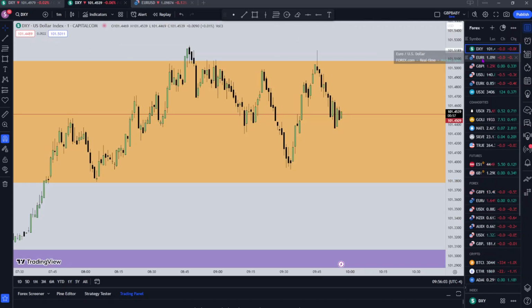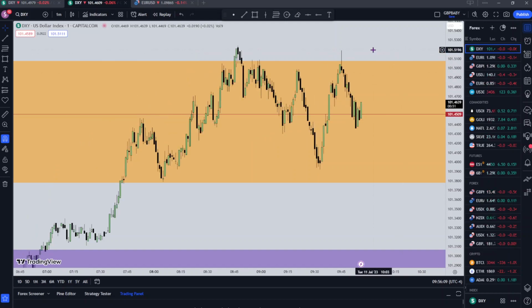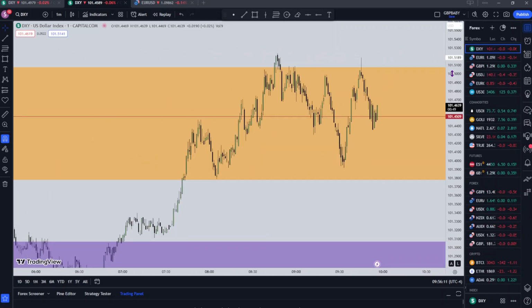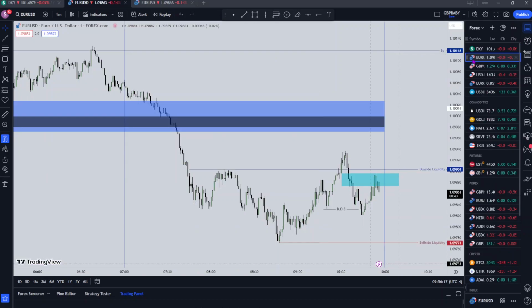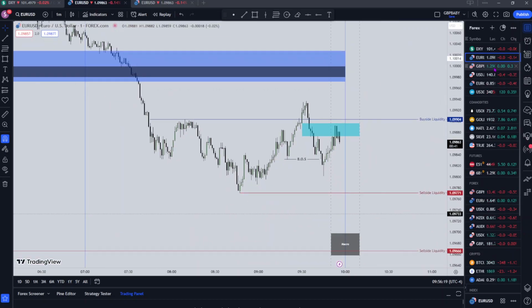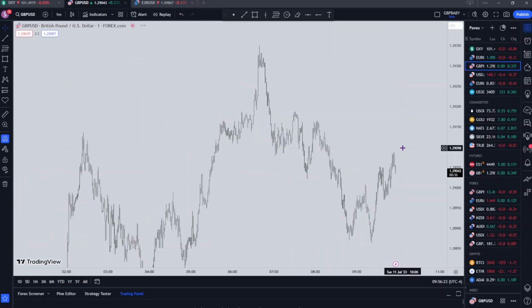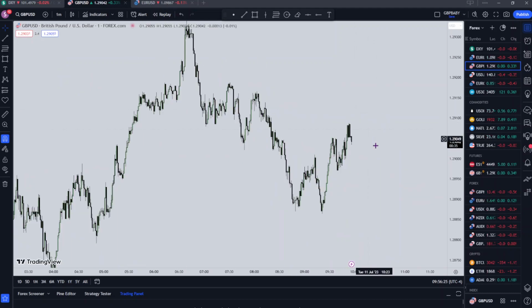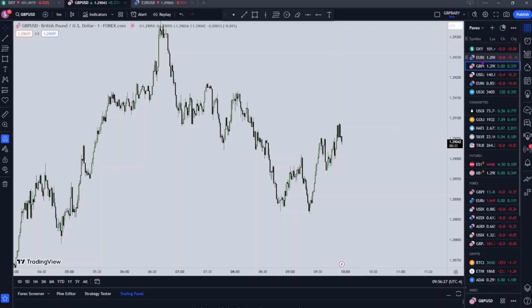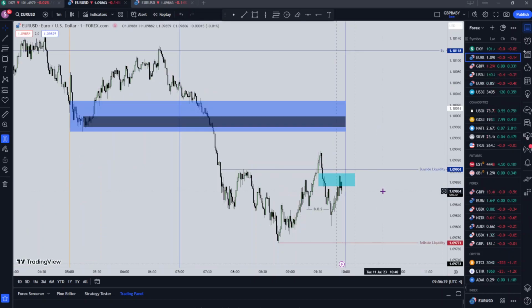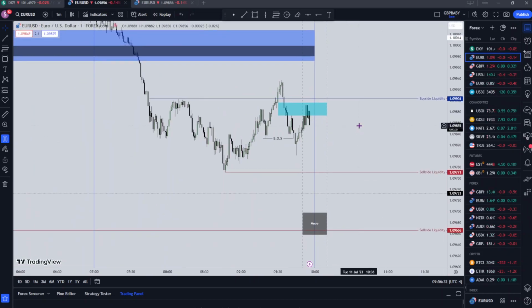Quick look at Dixie. See what GBP is doing. I haven't really been paying much attention to GBP. I've kind of been disowning it, considering my name is GBP Baby. It's not very good for the brand, is it? But hey ho.